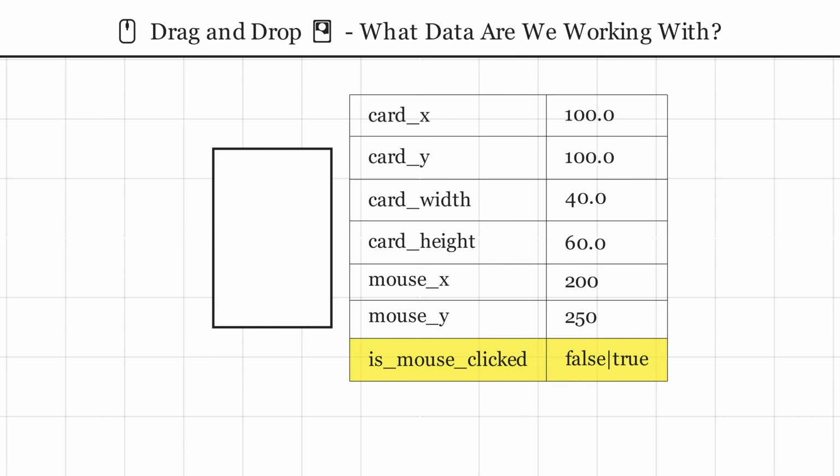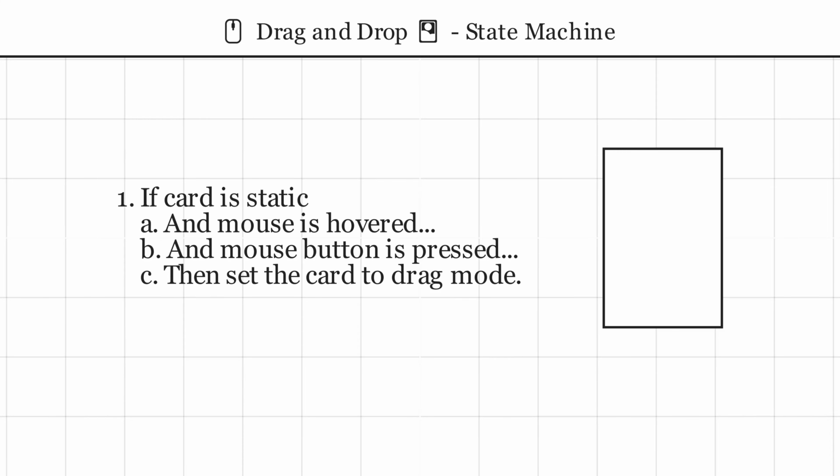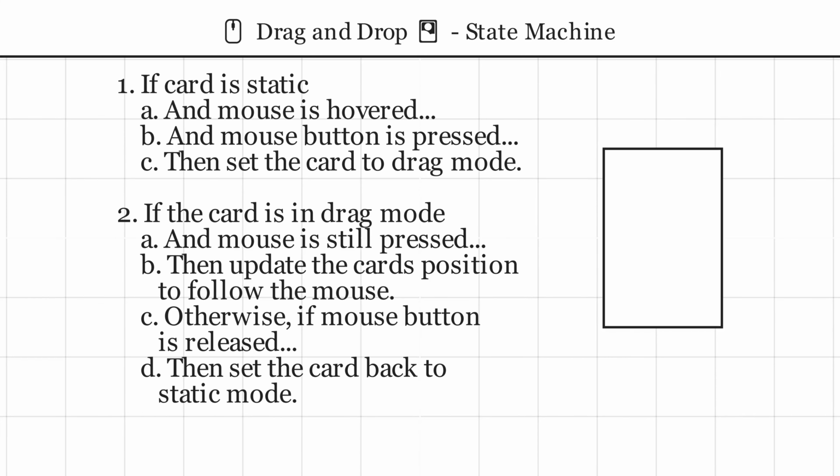Now that we've considered the data, how will the actual code work? Think through what events are going to happen, and then what data needs to change in response to those events. So let's write it out in plain English. If a card is static, sitting, doing nothing, and we decide to hover the mouse, then click the left button, we need to do something to say that the card is now in a drag mode, or that it is now being dragged. Once the card is in drag mode, then while we're still holding down the mouse button, we need to update the card's XY position every frame so that it follows the mouse around the screen.